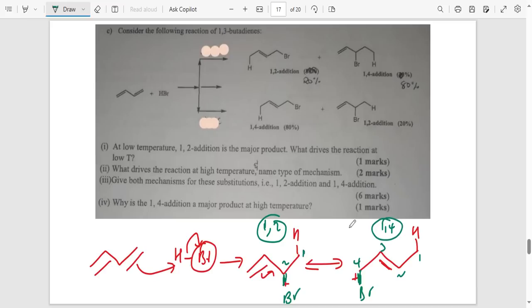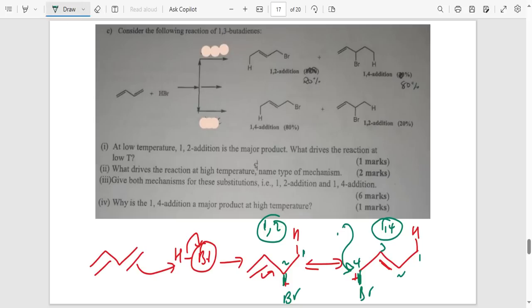Now normally 1,4 addition is less stable than 1,2 addition. Why? Because for 1,4, remember we had a primary carbocation here. But for 1,2, we had a secondary carbocation here. And you know that a secondary carbocation is more stable than a primary carbocation. Okay, so that is the reason.